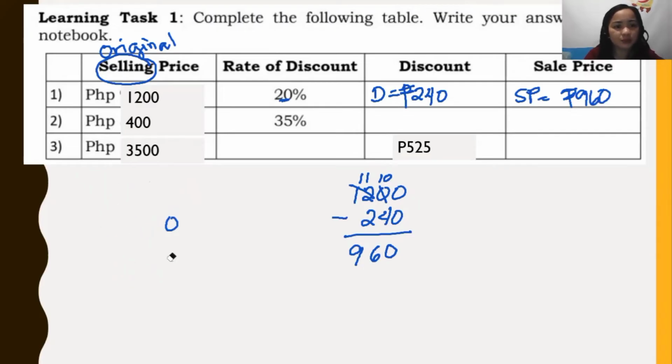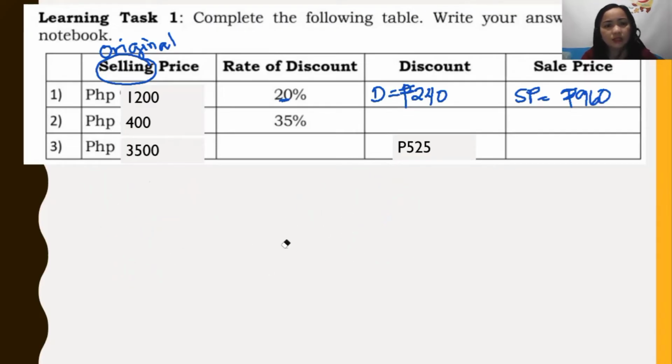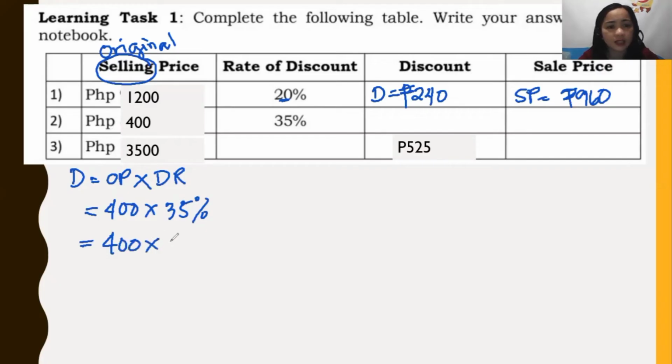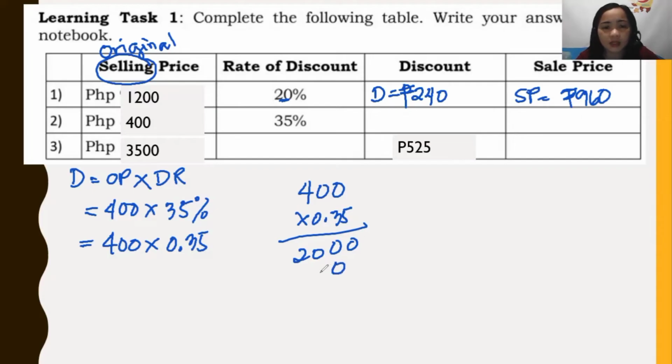How about number 2? Number 2 is, ang nawawala, discount at sale price pa rin. So, to get the discount of number 2, original price times discount rate, and the original price is 400, and the discount rate is 35%, or we have 400 times 0.35. So, kunin natin yung 35% of 400. That is simply multiplying 0, 0, 5 times 4 is 20. So, we have 3 times 0 is 0, 3 times 0 is 0, 4 times 3 is 12.